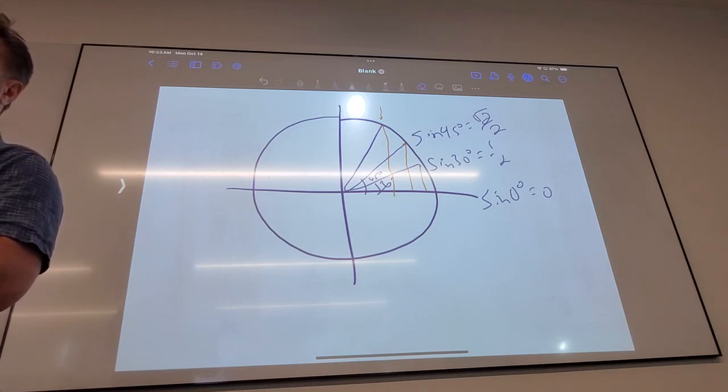Sine of 60 we did earlier. Who remembers that? Root 3 over 2.